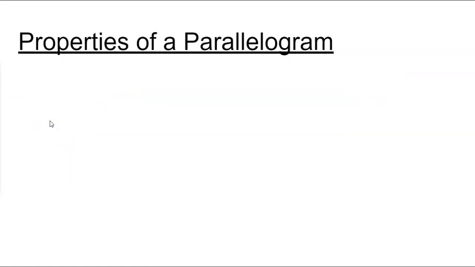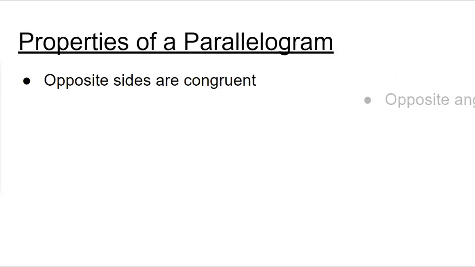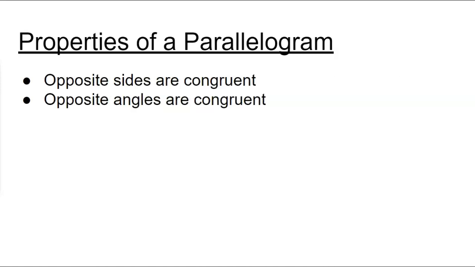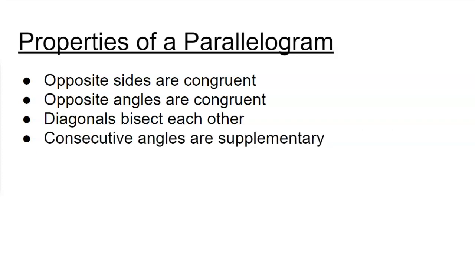So, properties of parallelograms. We know that their opposite sides are congruent. We know their opposite angles are congruent. We figured out that their diagonals bisect each other. That means we get two pairs of congruent segments there in the middle in the diagonals. The consecutive angles are supplementary. They have to add up to equal 180 degrees.